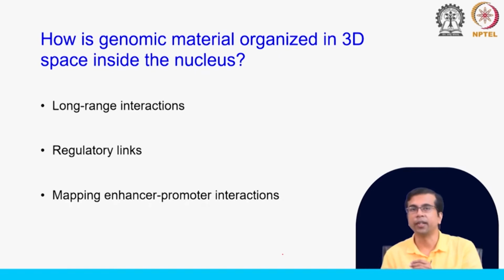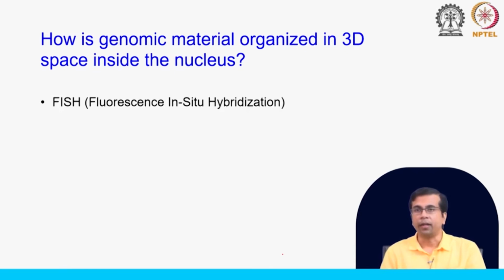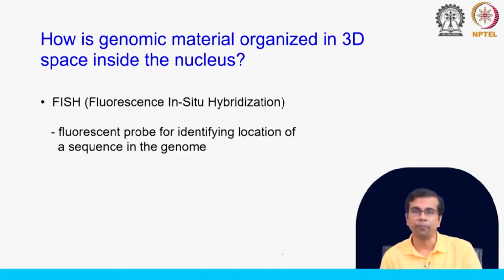We can have these long range interactions influencing gene regulation, and one example I gave is enhancer promoter interactions. If we understand this genomic organization in 3D, we can then map these enhancer promoter interactions very accurately. There has been a lot of interest in studying the 3-dimensional configuration of the genome, or the interaction between different genomic regions, and the traditional method utilized something called FISH, or fluorescence in situ hybridization. Very briefly, this method utilizes a fluorescent probe for identifying the location of a sequence in the genome.